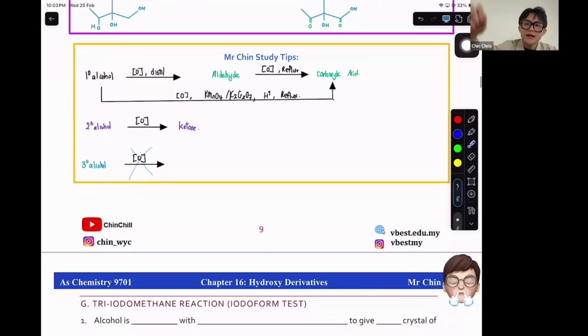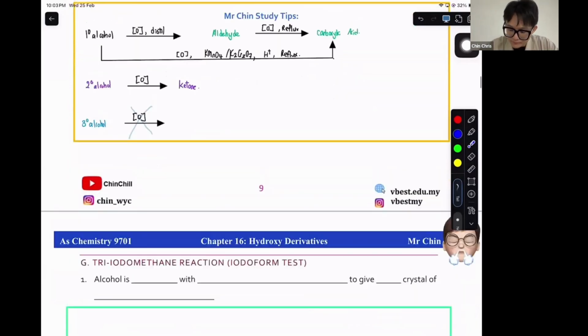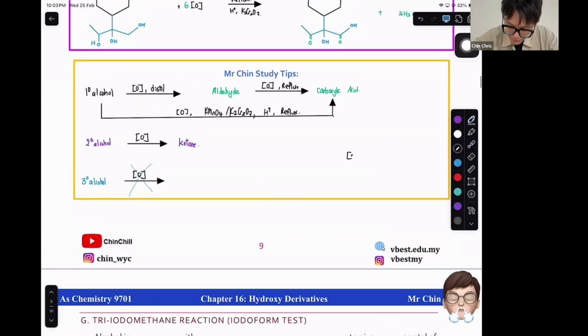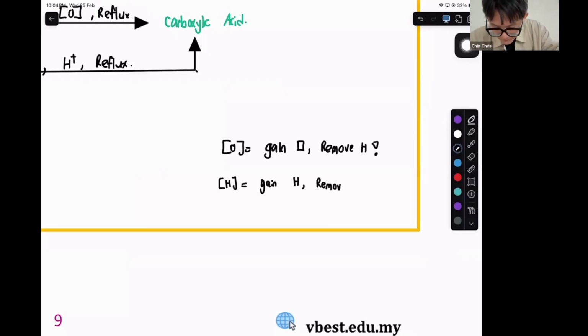Okay, guys, always remember, in oxidation, oxidation is always gain oxygen and remove hydrogen. Remember this: gain oxygen, remove hydrogen. Reduction, on the other hand, is gain hydrogen, remove oxygen. That's it. Clear?